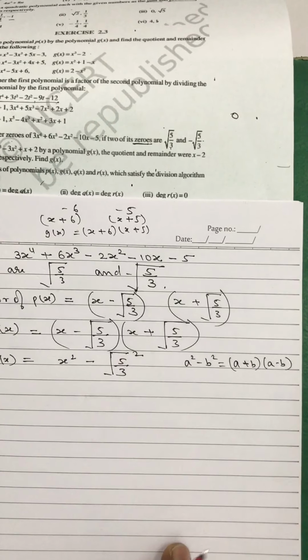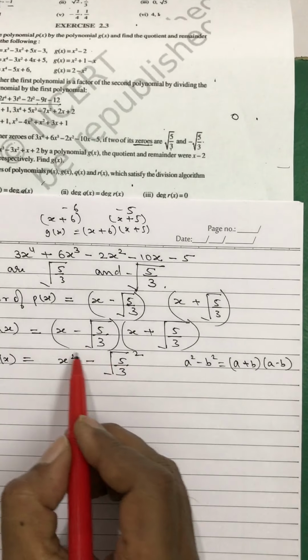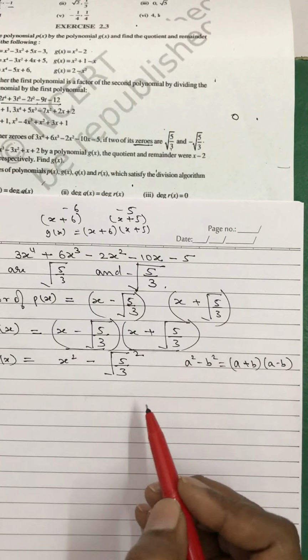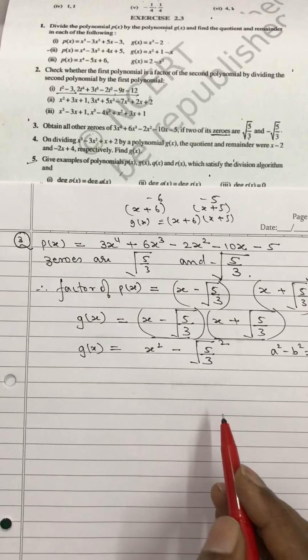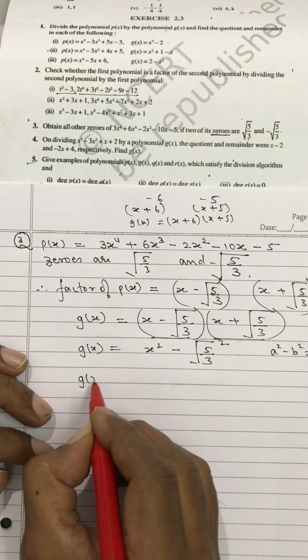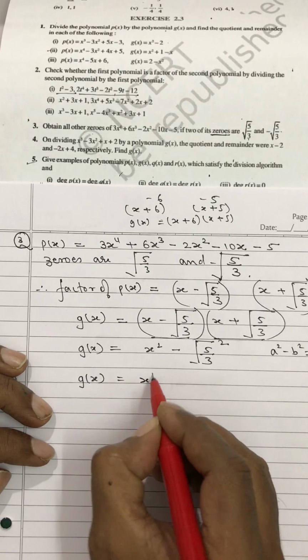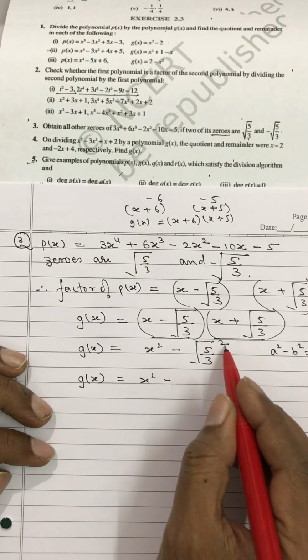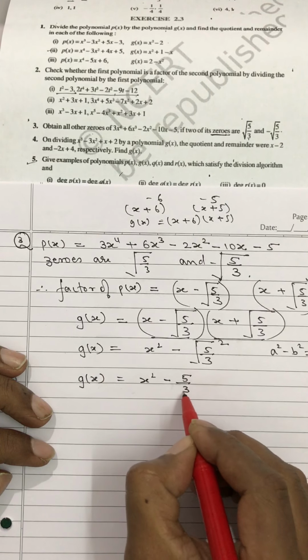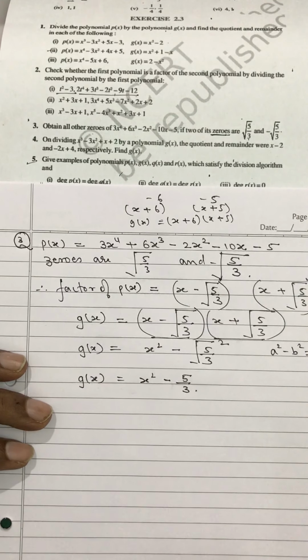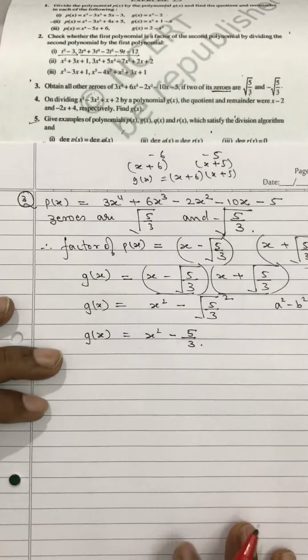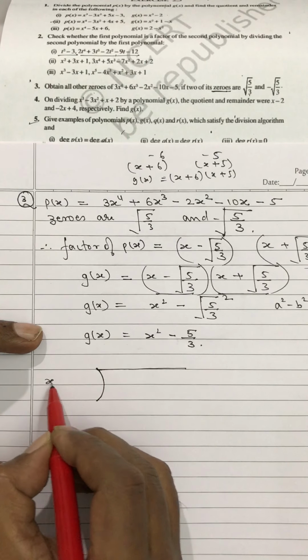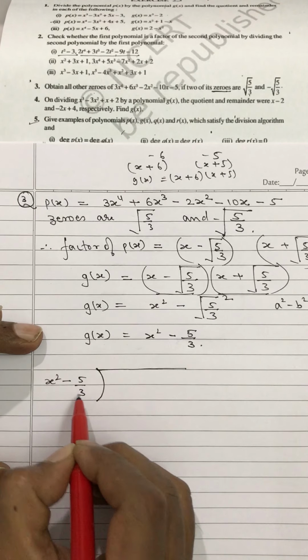Just an identity. By this identity, this is a minus b, a plus b. Therefore, this will become x square minus root 5 upon 3. Therefore, g of x will be equal to what? x square minus root 5 upon 3 square will become 5 upon 3. Okay, my dear students. So with this, what we will do now? Now we will go to divide. We will require 2 because this is x square minus 5 upon 3.